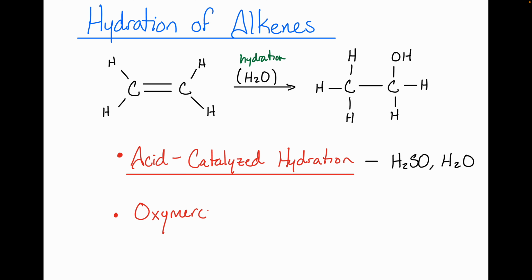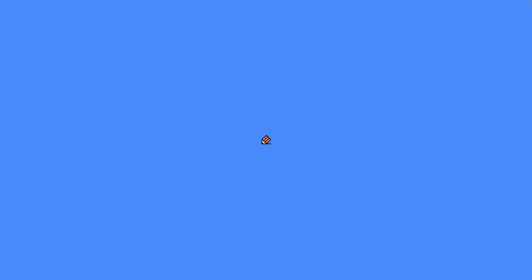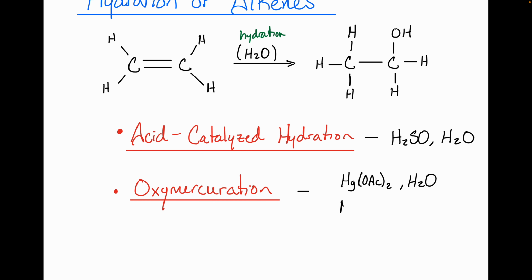All right, we also had an oxymercuration reaction. This used that mercury acetate and water. Okay, I didn't want to get the second step mixed up on these two. The second step here is sodium borohydride, which we'll actually talk a little bit about this class as well.